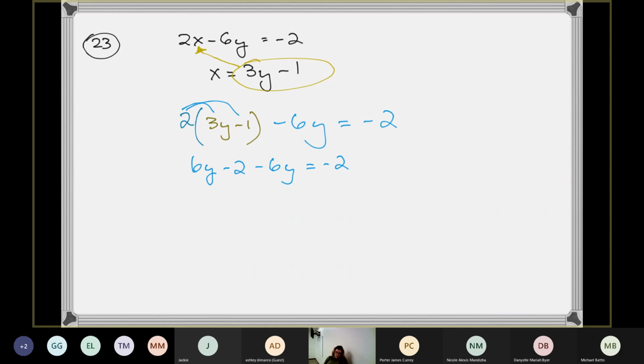Okay, what's going on here? I have 6 strawberries and I eat them. There's nothing there anymore. So the y's cancel out. And what you have left is negative 2 equals negative 2. Well, that's true, right? Negative 2 equals negative 2. That would be an identity. And when you have an identity, what kind of system do we have here?